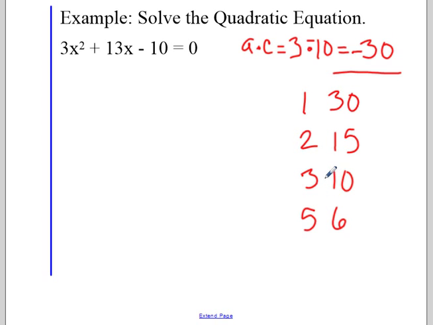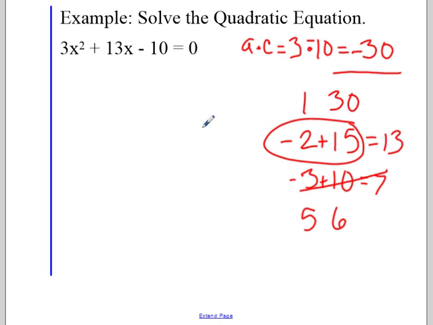So one of these has to have at least one negative and one positive. So if I try one negative and one positive on 3 and 10, I end up with 7. This isn't going to work. But when I try a positive and a negative on 2 and 15, I end up with my 13. This is the combination that should split the 13x up into two pieces. It splits up into a negative 2x and a positive 15x.